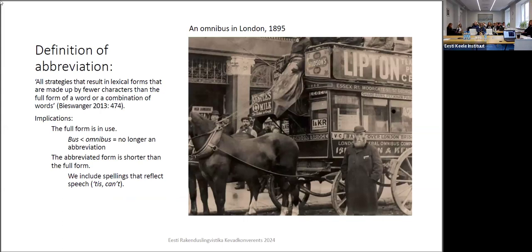It has some implications. We consider something to be an abbreviation only if the full form is still extant. So bus comes from omnibus, but if you ask most people, they will not consider bus to be an abbreviation. There's an omnibus in London, 1895. And also that the abbreviated form is shorter than the full form. We decided to include spellings that reflect spoken language, so it's or can't and things like this, because they are shorter than the full form.